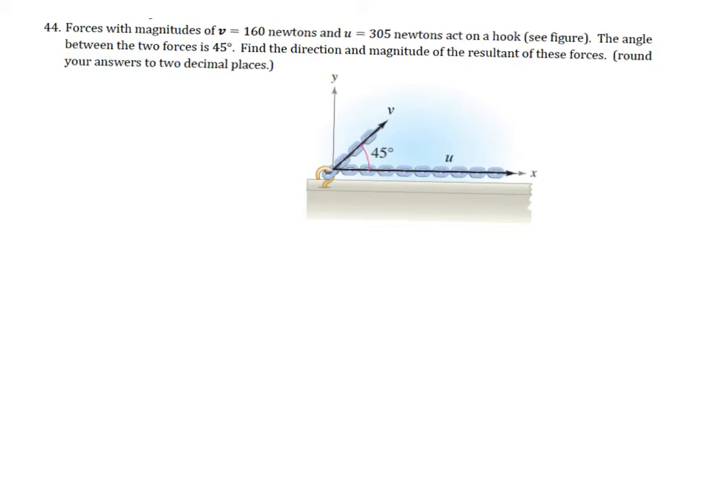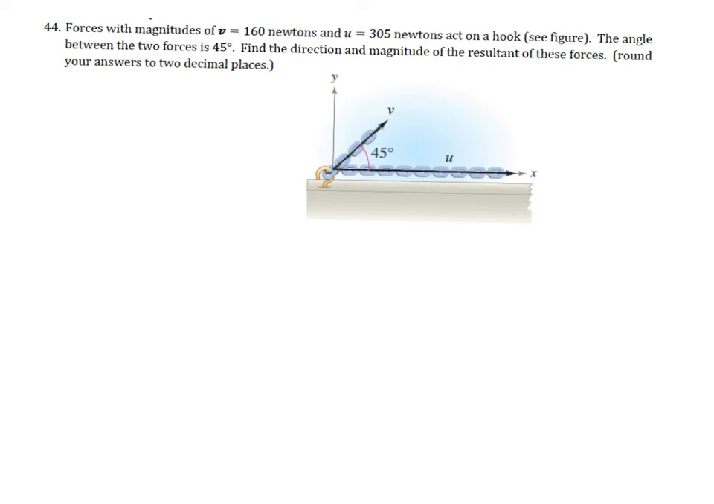Let's take a look at 44. So for 44, we have a force V of 160 newtons and a force U of 305 newtons acting on a hook. And they've showed us where the U force and the V force are. The angle between the two forces is 45 degrees. Find the direction and magnitude of the resultant of these forces.